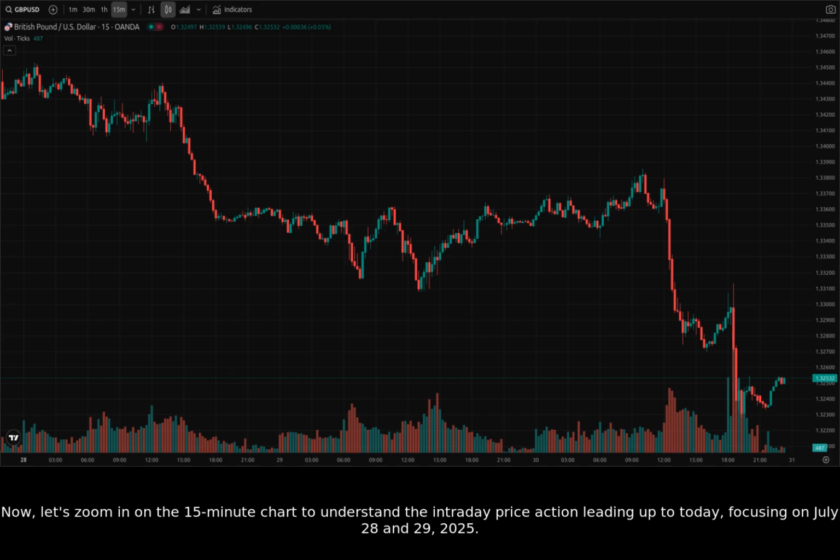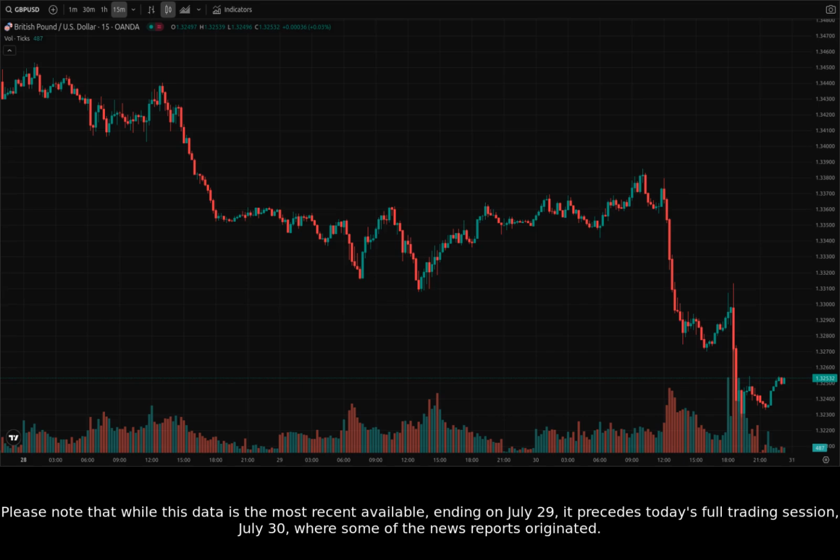Now, let's zoom in on the 15-minute chart to understand the intraday price action leading up to today, focusing on July 28th and 29th, 2025. Please note that while this data is the most recent available, ending on July 29th, it precedes today's full trading session, July 30th, where some of the news reports originated.